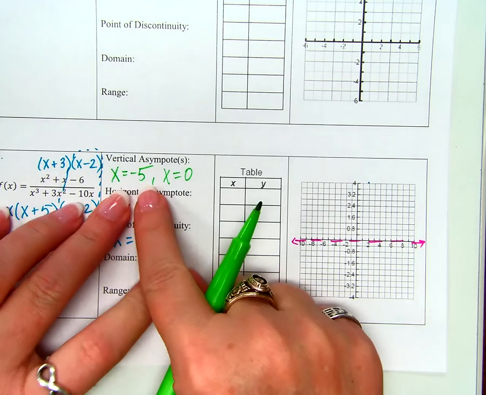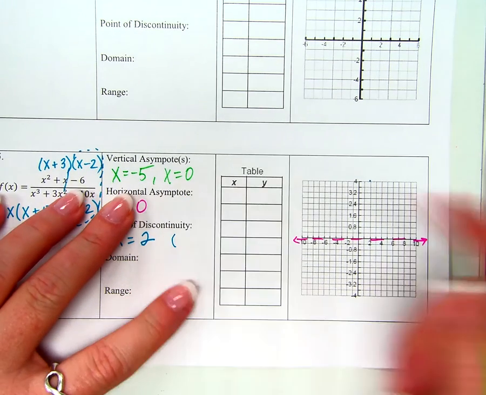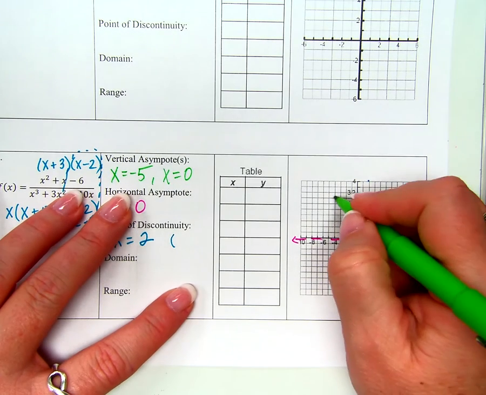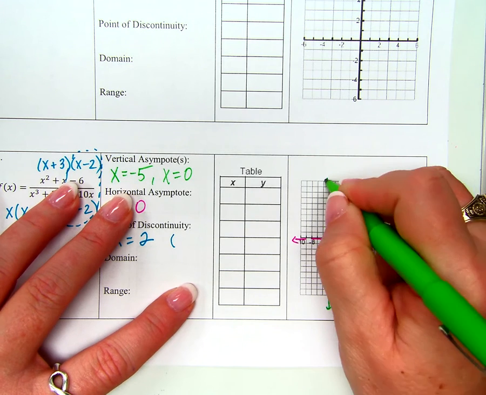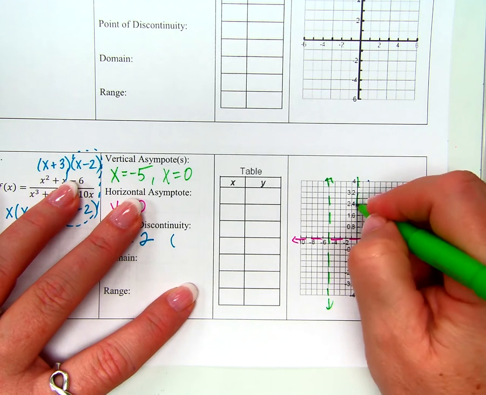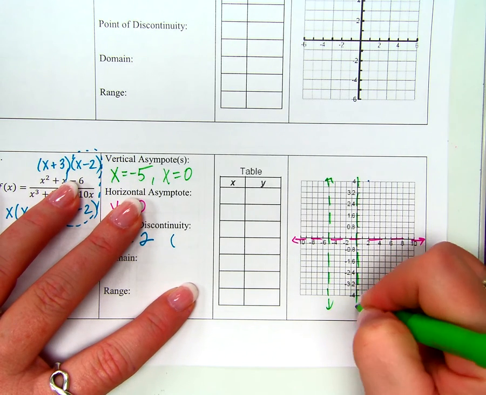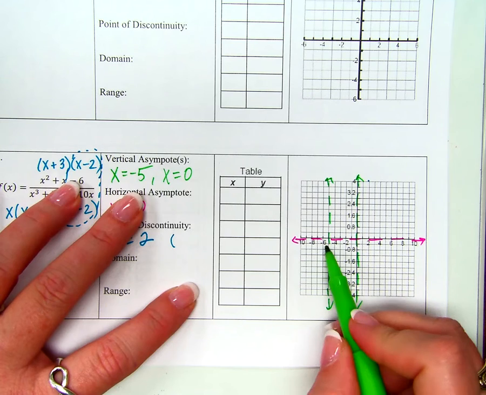What about the greens? The vertical asymptotes, can I put those in? So I've got one at negative 5, and I've got one at 0, because those both cross the x-axis at negative 5 and at 0.